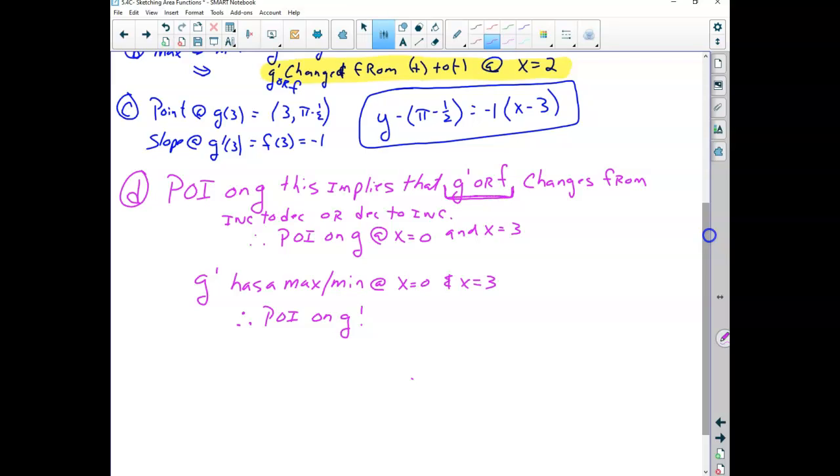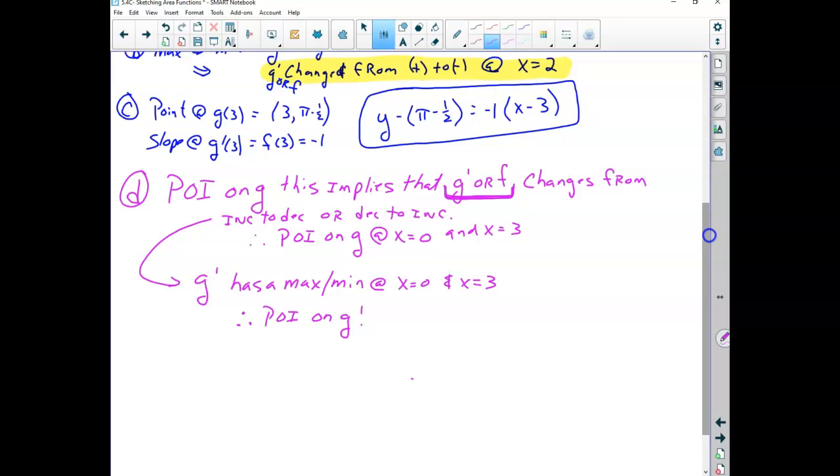Given G prime, well, if that changes from increasing to decreasing, that shows a flattening on my first derivative, which shows a 0 for my second derivative. Okay, so a point of inflection on G implies G prime is going to change from increasing to decreasing or decreasing to increasing because it's going to be a maximum or minimum on G prime at the same time.